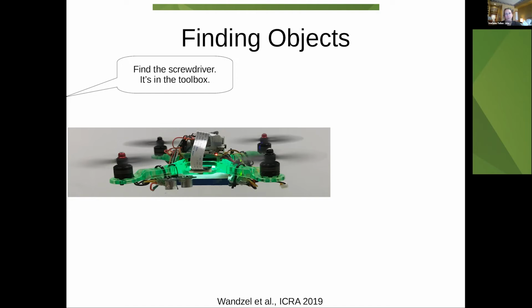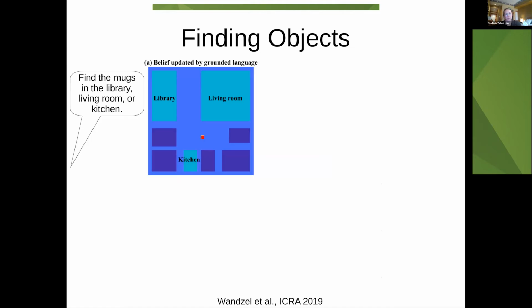So you might say to a robot, find the screwdriver, it's in the toolbox. Or to a ground robot, you might say, find the mugs in the library, the living room, or the kitchen. What we want is for the robot to take this language as input, update a model of where the objects are in the environment, and then go and search for the object using its sensor. Its sensor probably has a limited range and a limited field of view, so you want to combine information from multiple different sources.